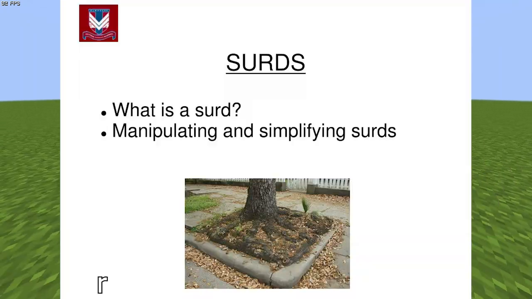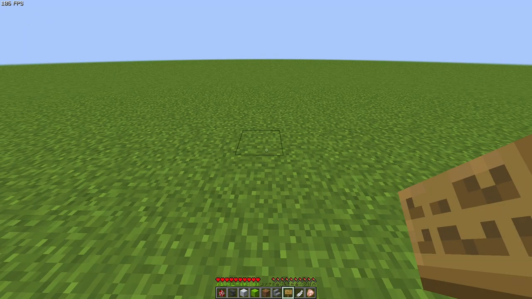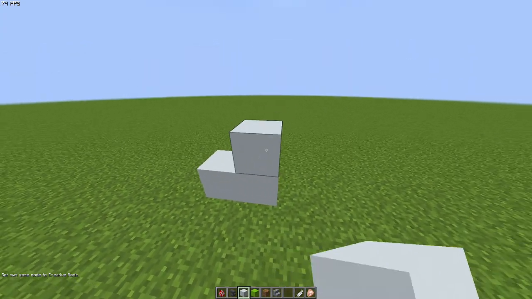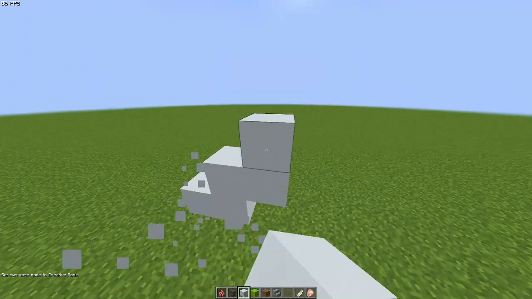Okay, this is about surds, guys. You know what surds are? Surds, what is a surd? What is a surd, actually? It's like that square root symbol, guys. I know all of you are 5 years old, but you gotta have seen this before.